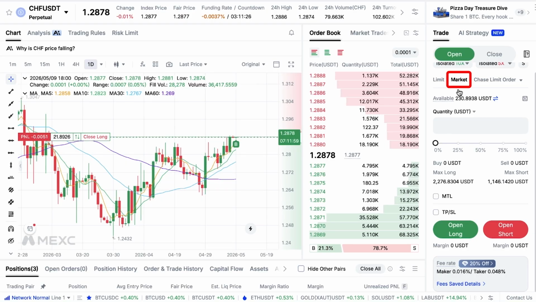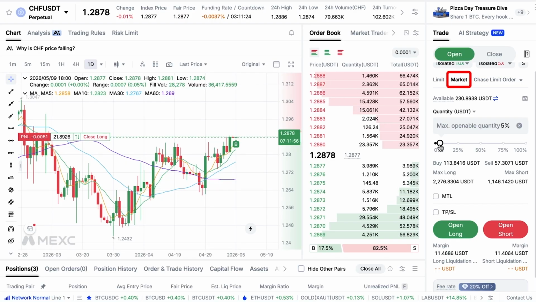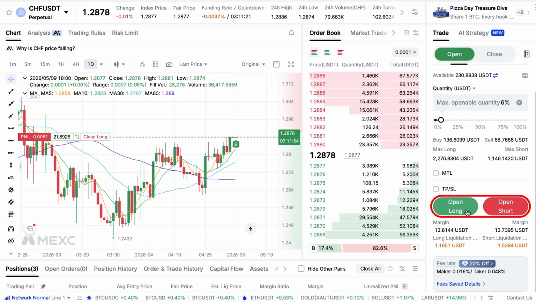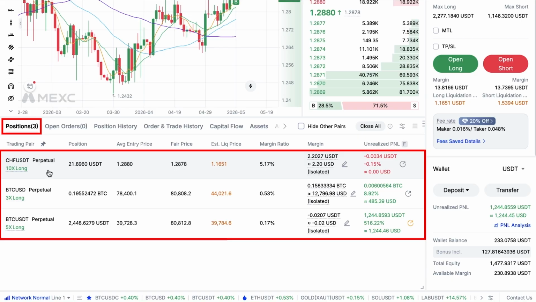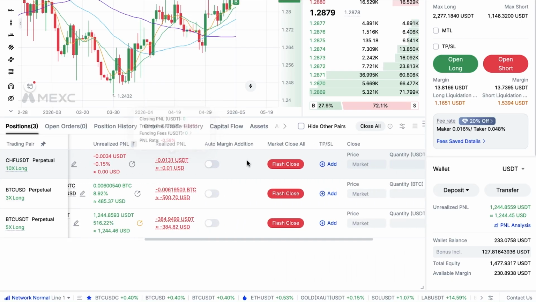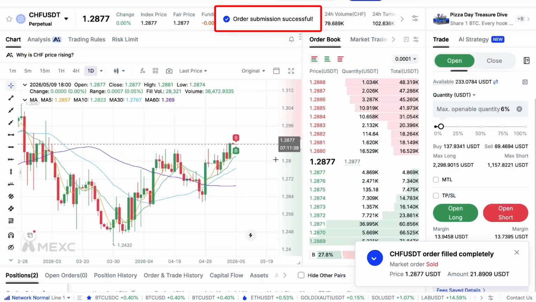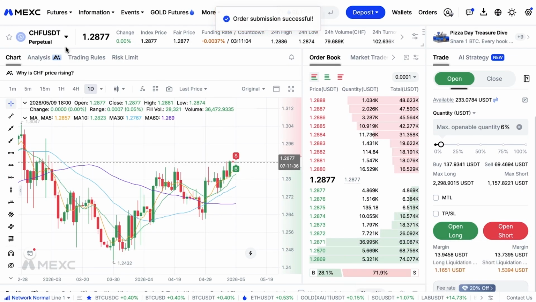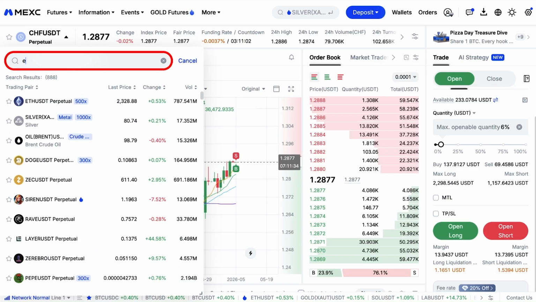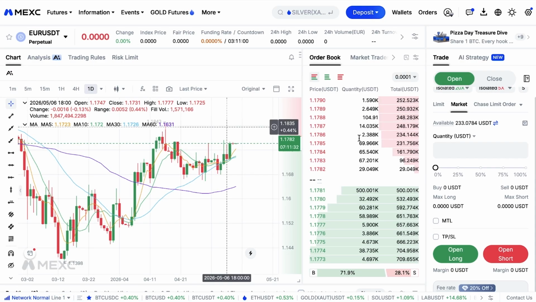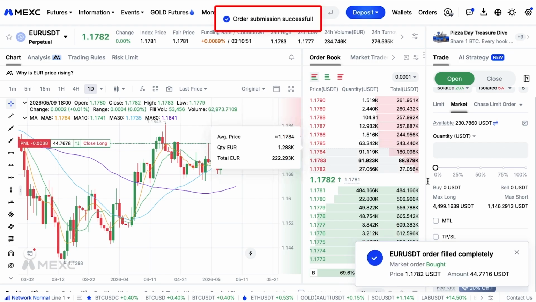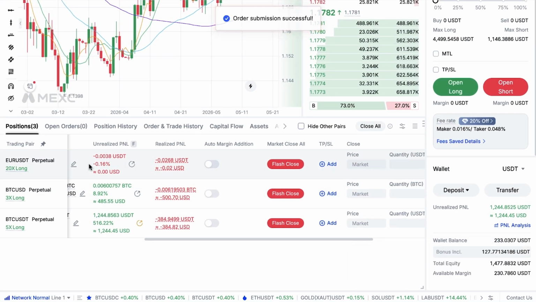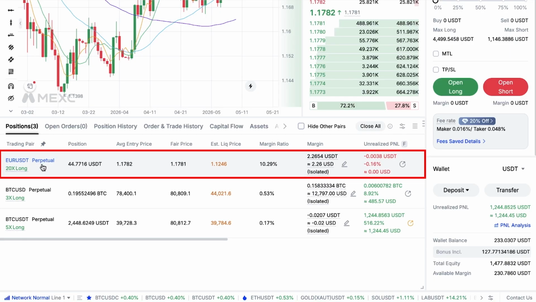Here you can choose your order type, for example market, scroll this one and then click here open long or open short. Then you will see your order here on the bottom as open positions, and you are able to close it by clicking this one right here. Let me give you an example of another trading pair. I choose here euro versus USDT. Then I scroll this one, I click here open long, and you can see filled completely, and we can see the trade right here on the bottom.